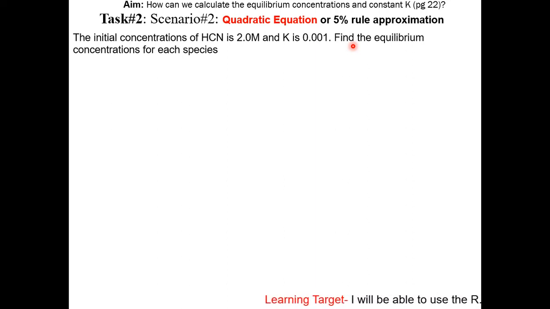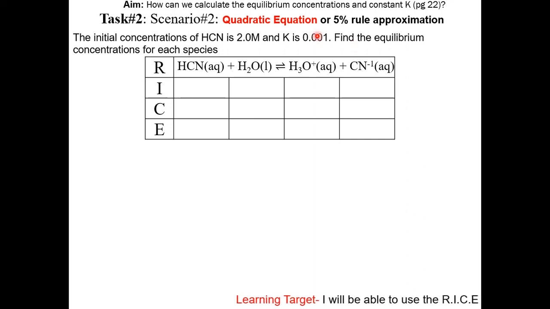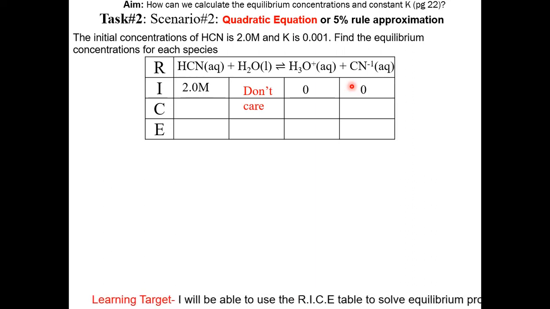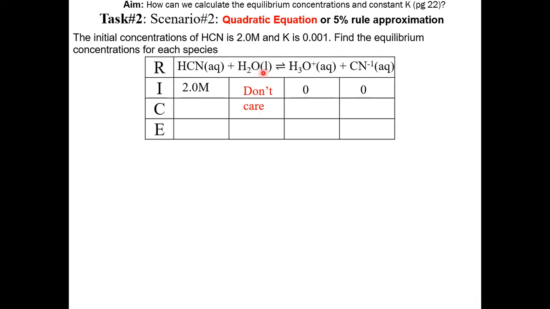The first step is to set up the RICE table. Here's the equation. For the initial concentration, HCN is 2 molar. We are not given any of the other ones, so they are 0. For H2O, we don't really care because it's not even going to be in the K constant equation because it is a liquid. So we're going to ignore H2O.